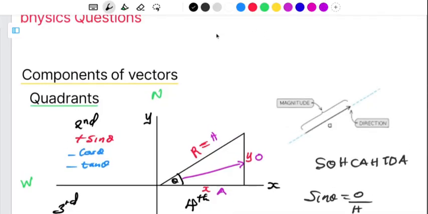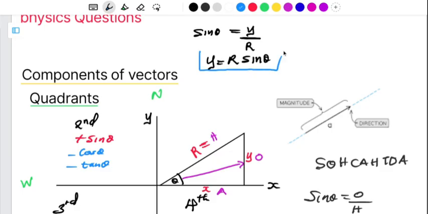We know that sine theta is equal to opposite over hypotenuse. In this case, opposite is y, and hypotenuse is r. Making y the subject of the formula, y is going to be equal to the resultant vector r times sine theta. So if you want to find the y component, you have to use this formula. But this formula is only applicable when the angle is in the first quadrant.